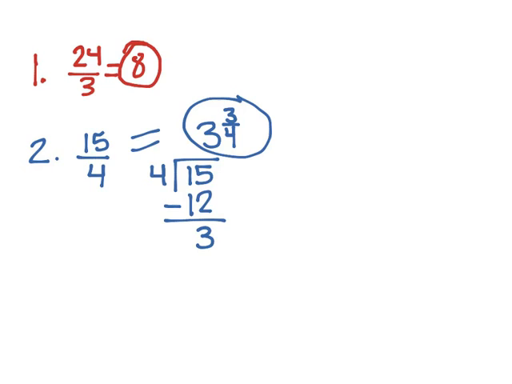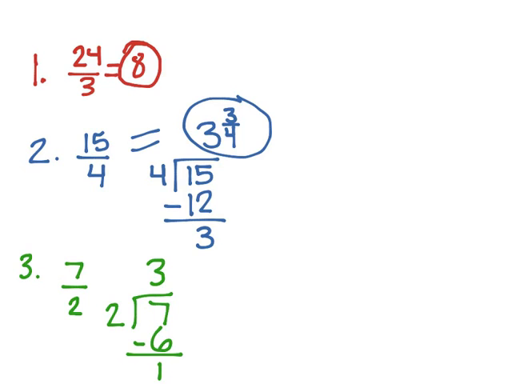So that's changing an improper fraction to a mixed number. Let's do one more example. Number 3, 7/2. Remember, 7 falls over into our division box. 2 goes on the outside. How many times does 2 go into 7? 2 goes into 7 3 times, because 3 times 2 is 6. Subtract, I have a remainder of 1. Write your remainder as a fraction, so that 1 will go over 2. And that's your answer. 7/2 can be rewritten as 3 and 1/2.